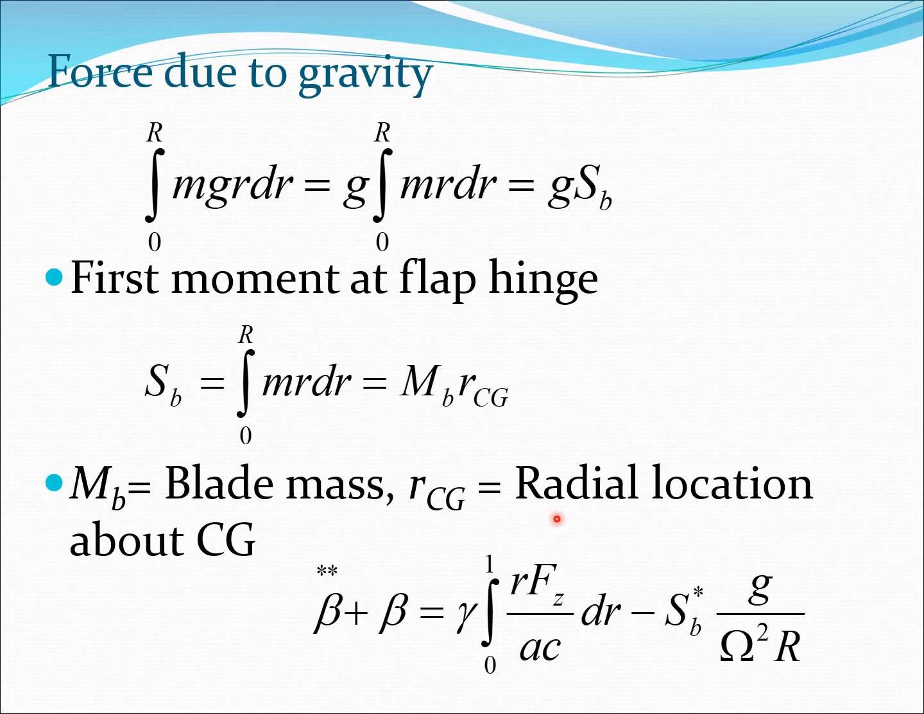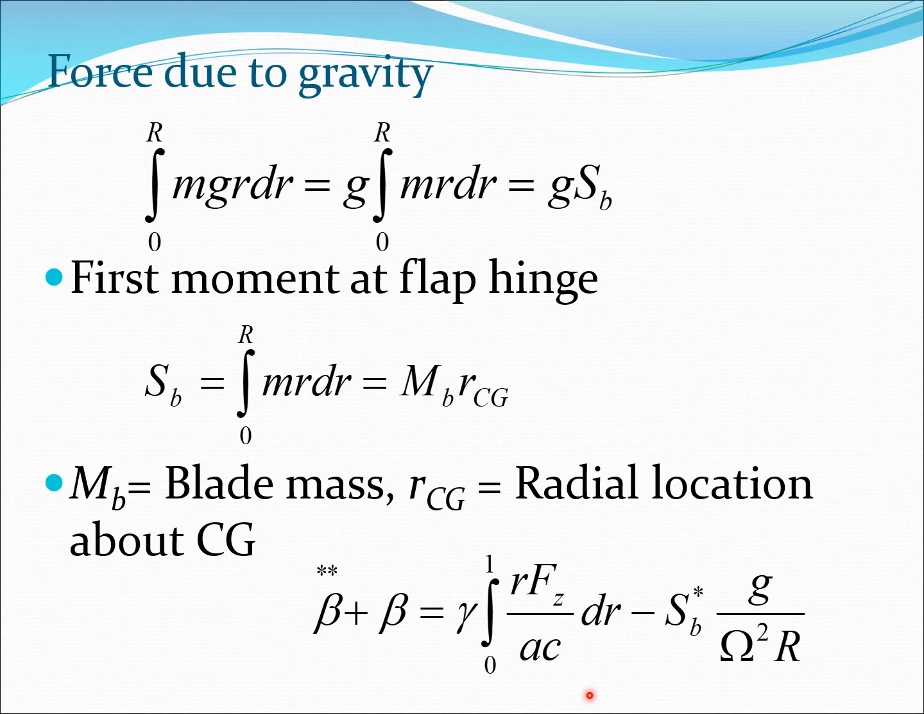So it's the radial location from the CG. Okay, so we can then write this equation in a more compact form. Let us go from the time coordinate t to the time coordinate psi. So my beta dot becomes beta star, and I get this equation here.